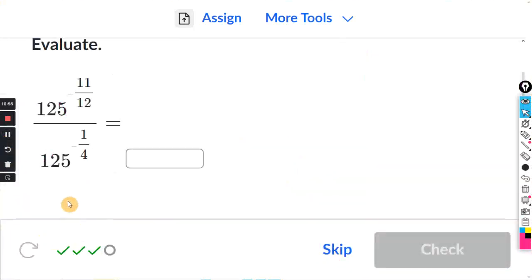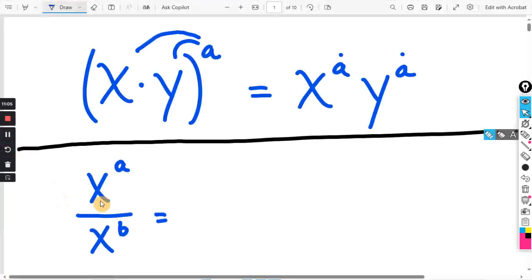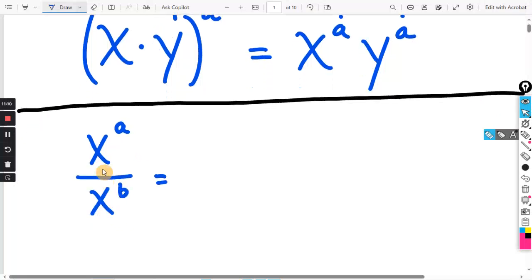Last one. Notice that the base numbers match right here. I'm just going to add this to the notes real quick. Let's say you have x to the power of a divided by x to the power of b. Now, these do not have to be variables. These can just be matching numbers. But as long as these two match and you're dividing, you keep that base number, in this case x, and you just subtract the exponents going down, a minus b.